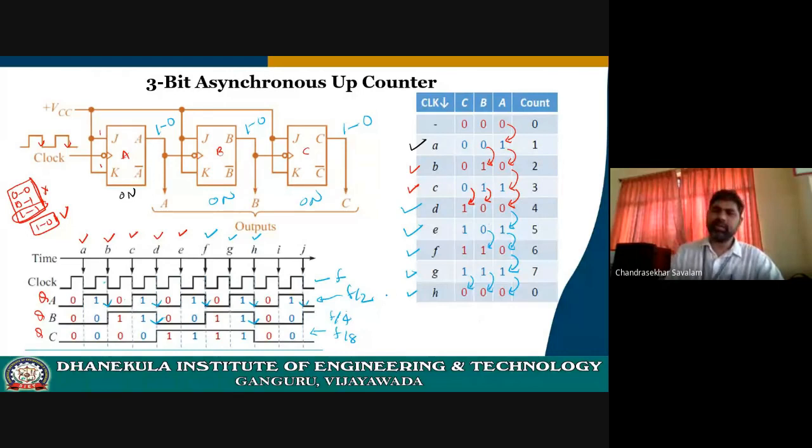So how does this act as a frequency divider? You want to reduce the frequency. Suppose your initial frequency is 10 Hz, and you want 5 Hz. Simply take the output of QA, and you will get 5 Hz. Understand, students? This is the very important application of asynchronous counters. These asynchronous counters are also called frequency divider circuits. Very important, students.